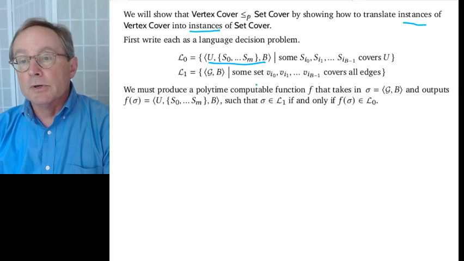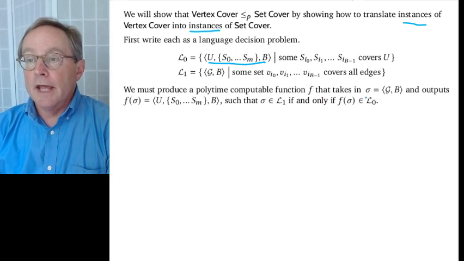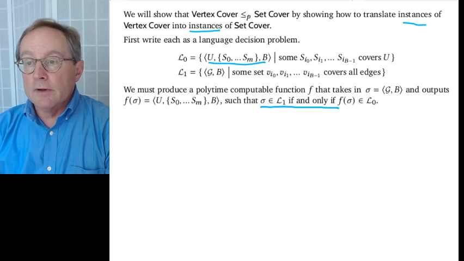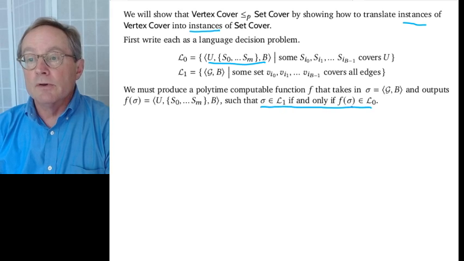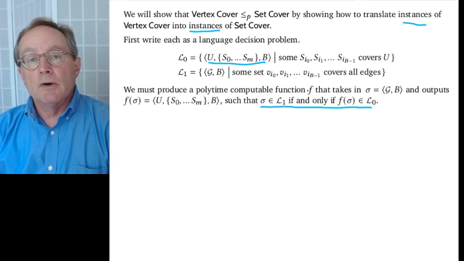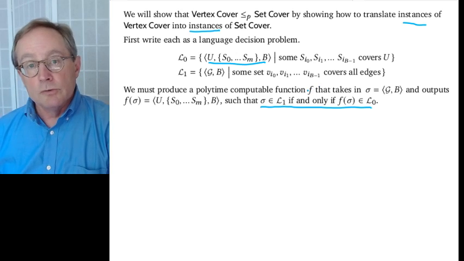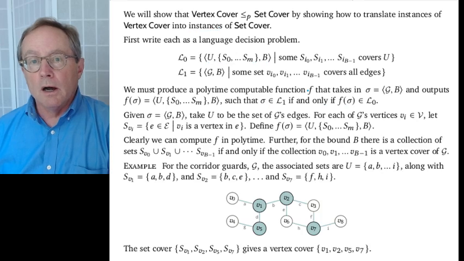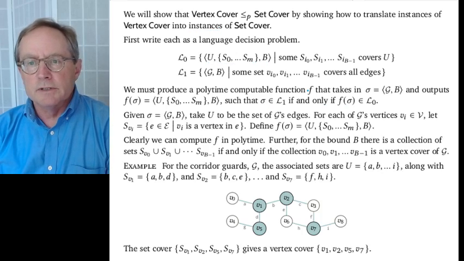And of course, we have to produce a polytime computable function that takes in sigma and outputs f of sigma, with the property that sigma is in L1 if and only if f of sigma is in L0. So we take in pairs G comma B, we output triples U comma the set S0 through Sm comma capital B, and we have to satisfy this constraint. And of course, it has to be the case that f is polytime, although that doesn't seem to give us too much trouble. Doesn't mean you can ignore it, but often you look at the example and you say, yeah, obviously you can do that in polytime.